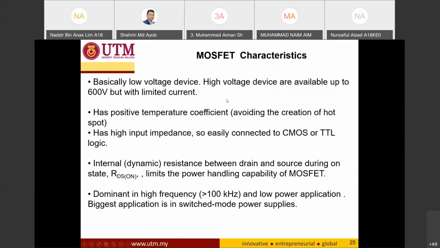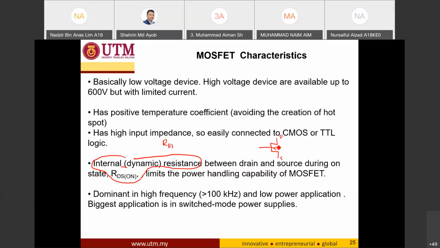So this is another discussion about the MOSFET. Actually, the MOSFET has a limitation in high power applications because of the internal resistance, which is what we call RDS. For example, this one is an N channel, this is the drain, and this is the source.